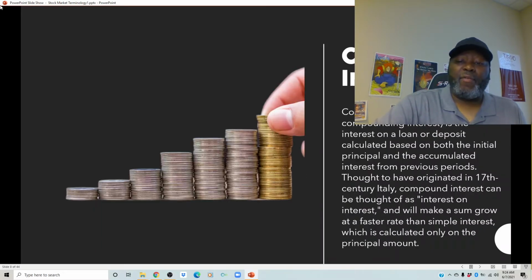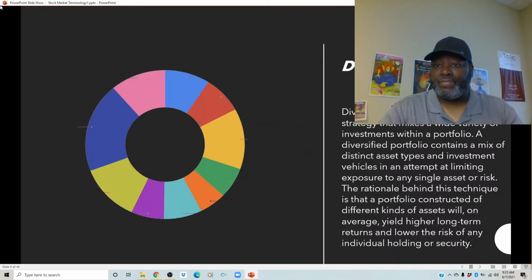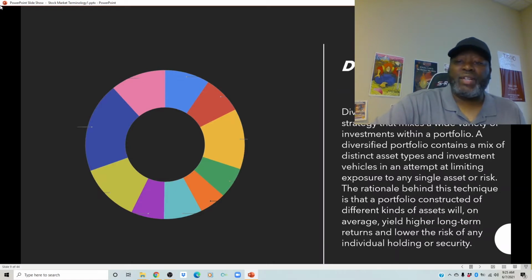All right, let's talk about compound interest. Compound interest, or compounding interest, is the interest of a loan or deposit calculated based on both the initial principal and the accumulated interest from previous periods. Thought to have originated in 17th century Italy, compound interest can be thought of as interest on interest and will make a sum grow at a faster rate than simple interest, which is calculated only on the principal. All right, diversification.